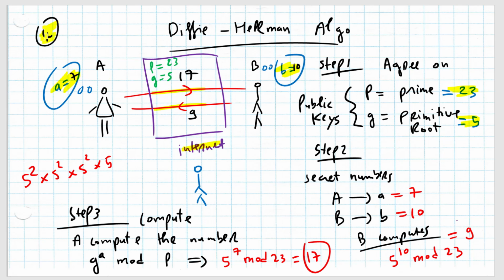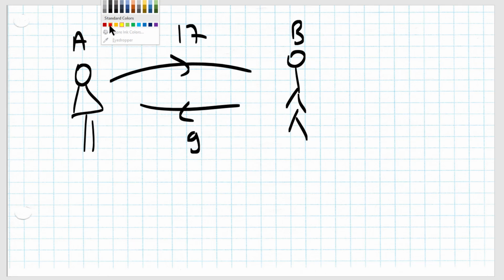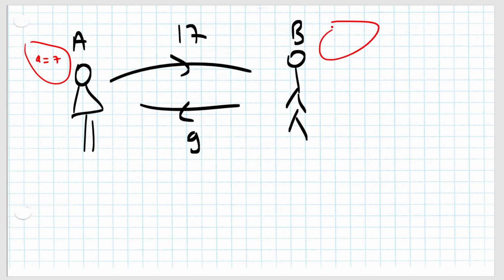So now you might say, how do I know that B is sending me the message 4? Because the only thing I receive is 9 and B is receiving 17. So let's see how A and B are going to decode the number 4. You have a secret number which is 7, and you have a secret number which is 10, and the public information is 23, G equal 5, and this is what you sent me.